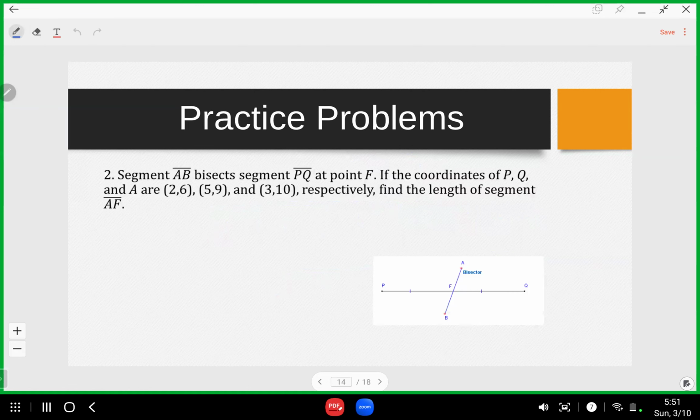Now let's go on to the segment here. Okay, if the coordinates of P, Q, and A are 2, 6, 5, 9, and 3, 10, respectively, find the length of segment AF. All right. Let me just remind you that F is the midpoint of PQ, segment PQ.